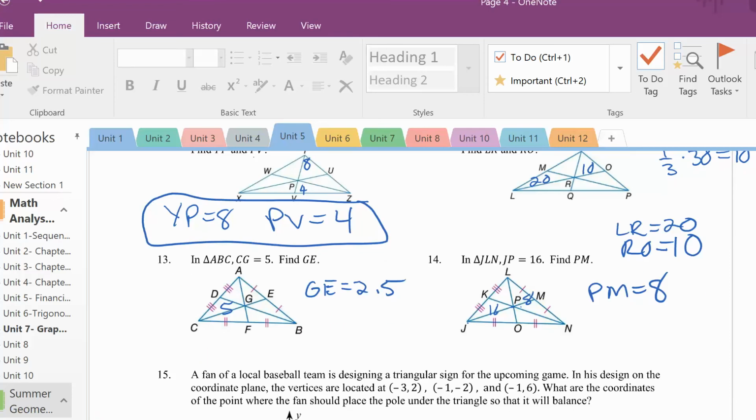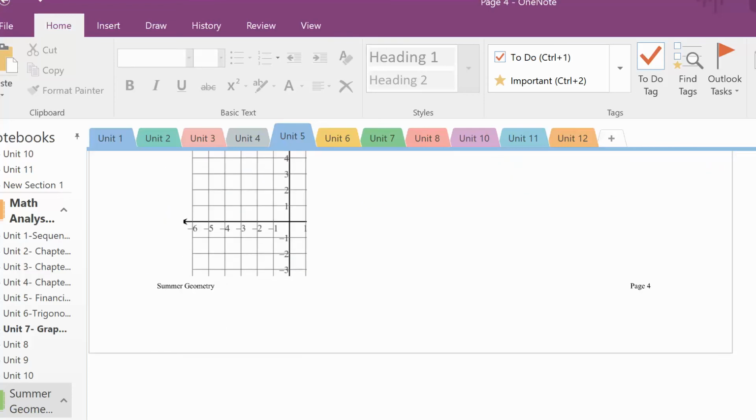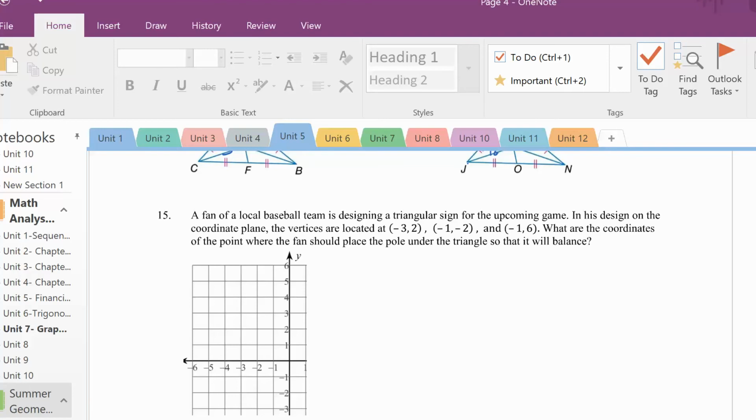All right, so let's look at the next one, a little coordinate geometry. It says, a fan of a local baseball team is designing a triangular sign for the upcoming game. In his design on the coordinate plane, the vertices are located at (-3, 2), (-1, -2), and (-1, 6). So there's his triangular sign.